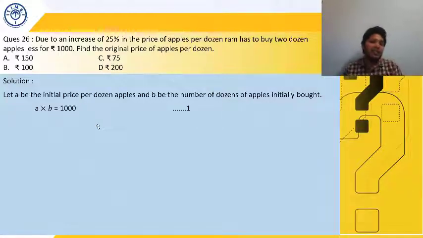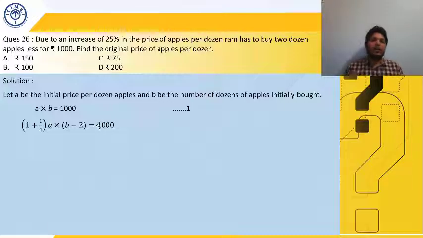If the price increases by 25%, now we have discussed in percentages the multiplying factor. So we can use the multiplying factor directly here. If the price increased by 25%, what does it mean? What is the fraction equivalent of 25%? It is 1 by 4. So it will become 1 plus 1 by 4 times. What is 1 plus 1 by 4? It is going to be 5 by 4 times.